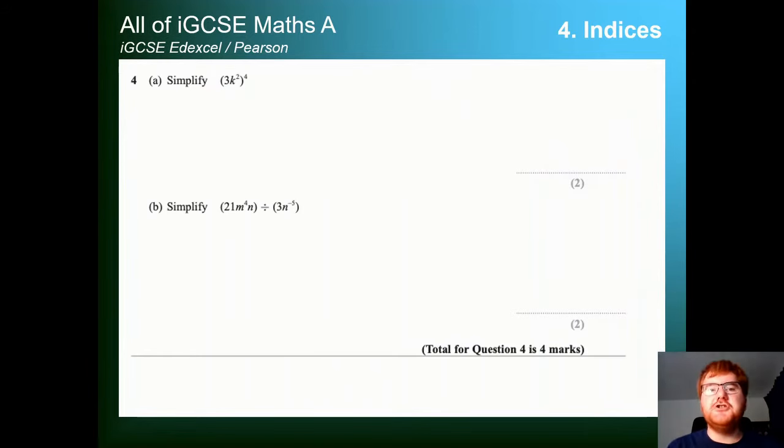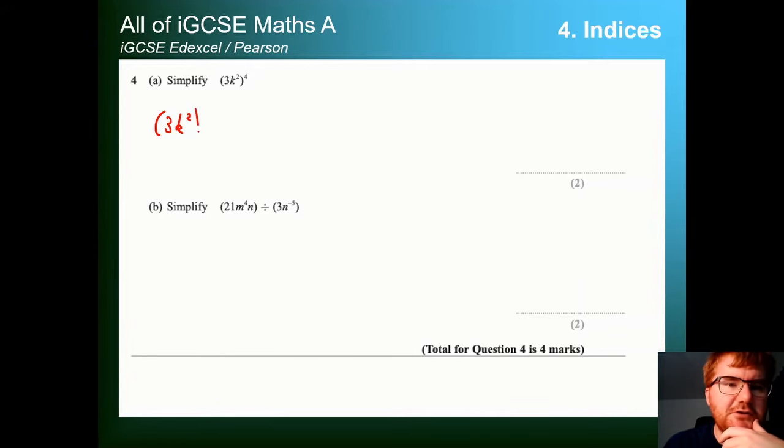Okay, on to question 4 here. This is a question that I've been teaching IGCSE for many, many years. It's surprising how many students don't get all 2 marks on this first question. So we want to do 3k squared to the power of 4. Now, if we want to work this out, and this is what students always forget, the 4 applies to both. It applies to the k squared and it applies to the 3.